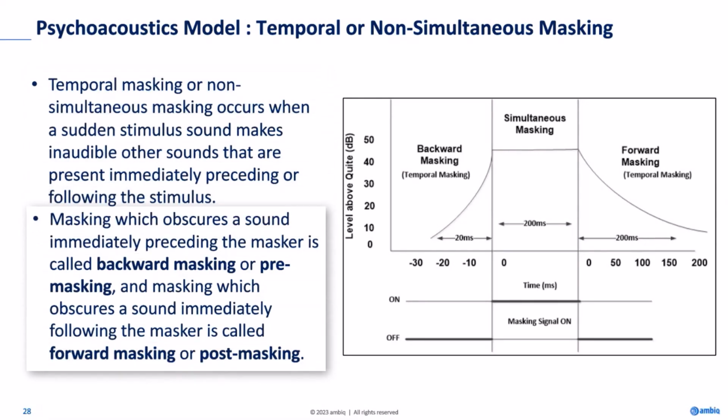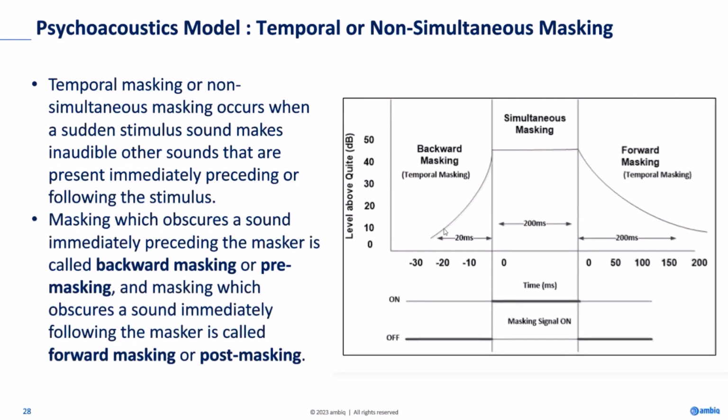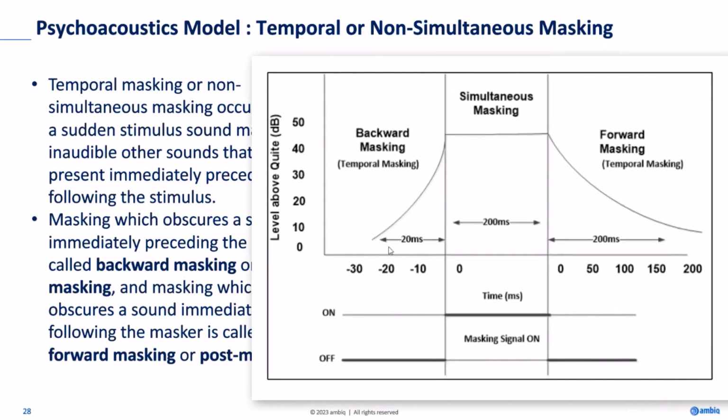The masking which occurs when sound immediately precedes the masker is called backward masking. And the masking which occurs when sound immediately follows the masker is called forward masking. When you apply this backward mask, the time constant, by the way, is a very important concept when you are applying an attack time and decay time. That's basically a representation of your backward and forward mask.